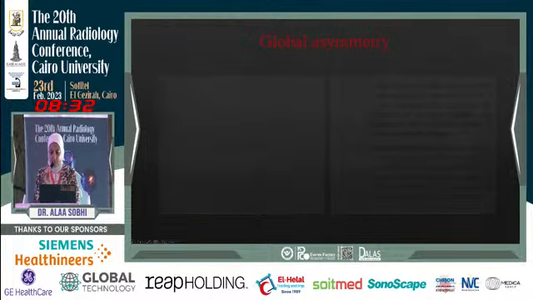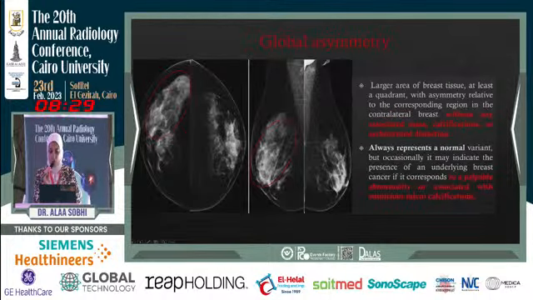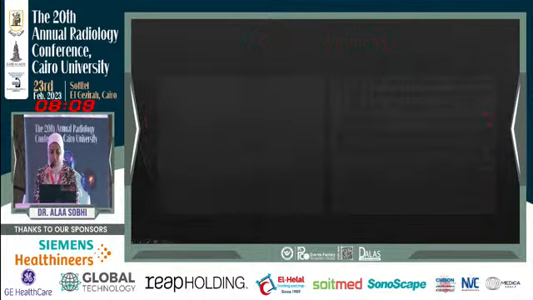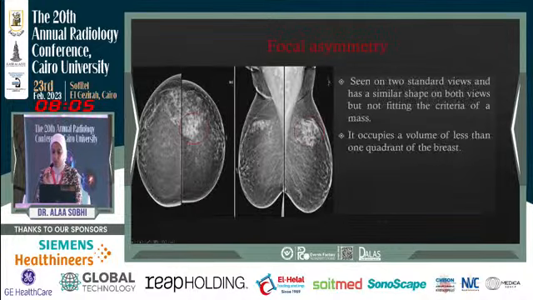The global asymmetry occupies a larger area of breast tissue, at least more than one quadrant. It always represents a normal variant, but it occasionally may indicate underlying breast cancer if it corresponds to an area of palpable abnormality or associated suspicious microcalcification. Focal asymmetry is seen in both views, but occupies less than one quadrant, as in this case. There is a left upper outer quadrant area of focal asymmetry.